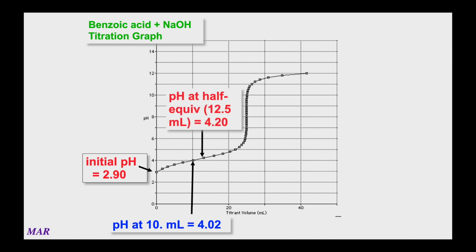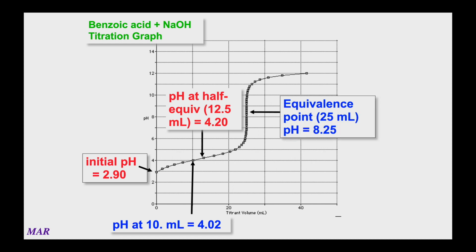We then went on and found the half equivalence pH, and that's kind of important. pH at that point equals pKa, so a lot of times a half equivalence point titration calculation is really useful. At the equivalence point, now with weak base, the benzoate ion dominated, pH should be basic, and sure enough it is. And again, if you look at the graph, the steep part right here, the middle point, that's the number you want to use. And it is basic.